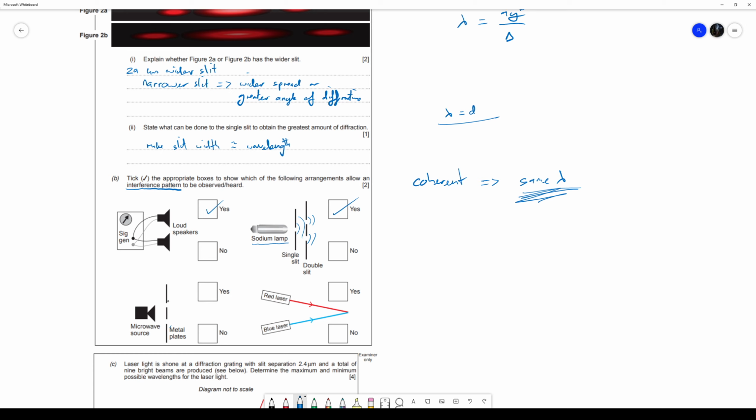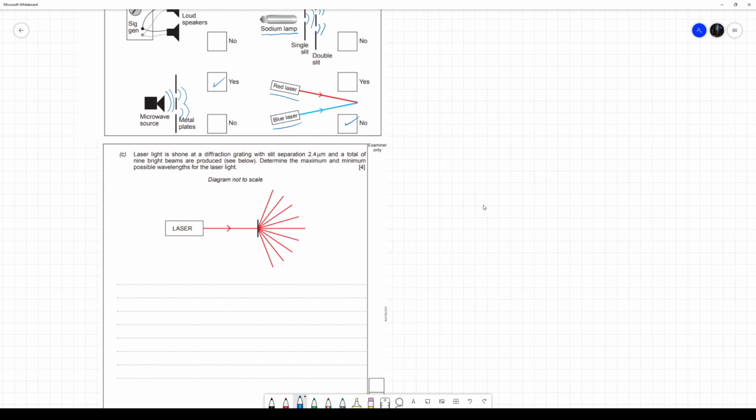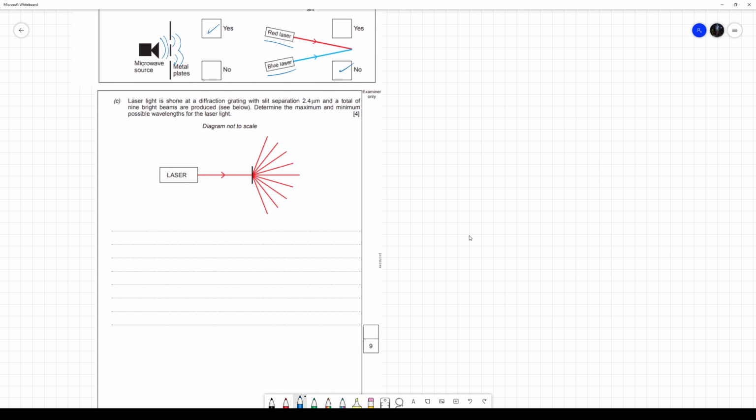Single microwave source, again, this will spread, it'll pass through the two gaps, and those will behave like two separate sources that have the same wavelength. Yes. Red laser, blue laser, they're different colors, therefore they're different frequencies, different wavelengths. No. So this next part of the question I thought was actually the interesting bit, so let's have a careful look at this.